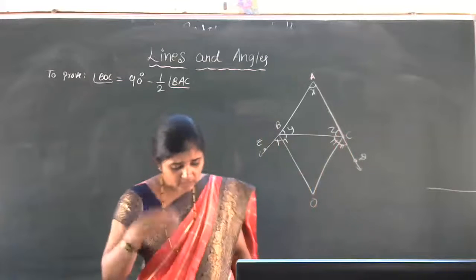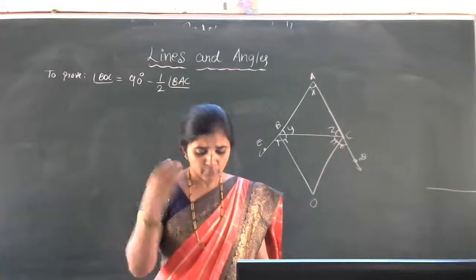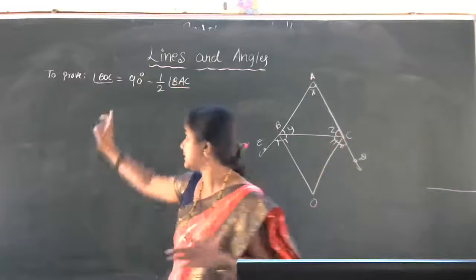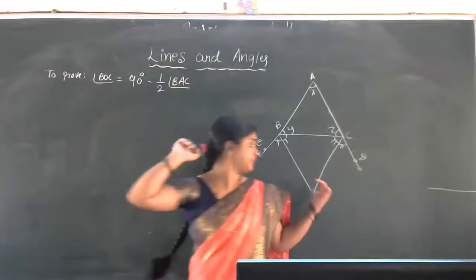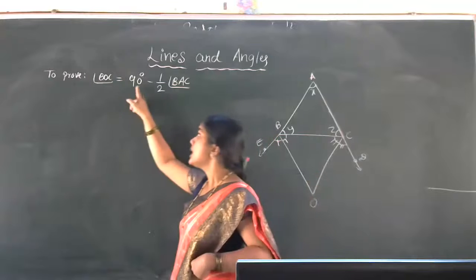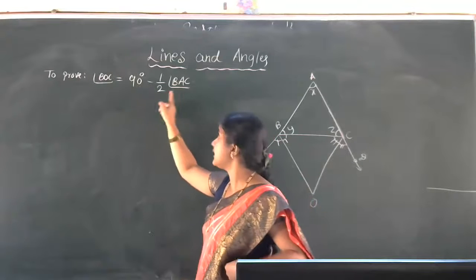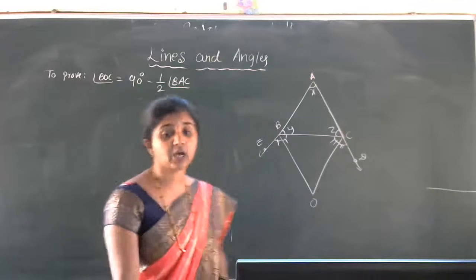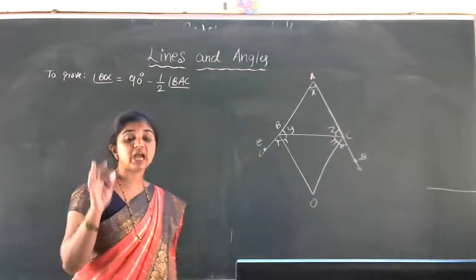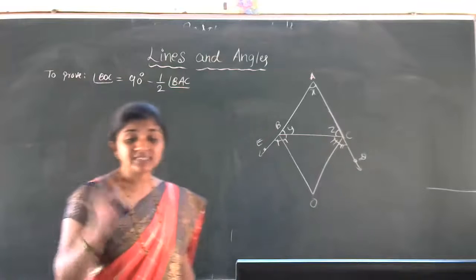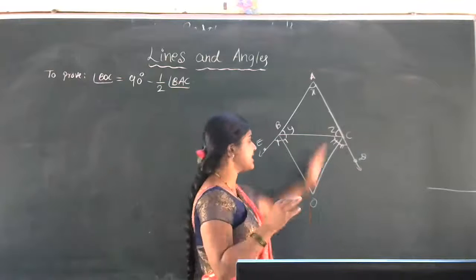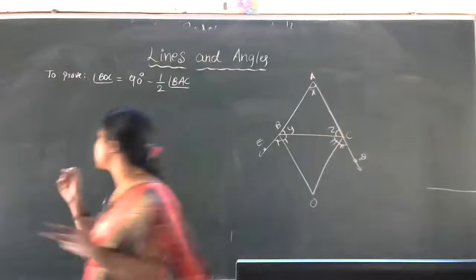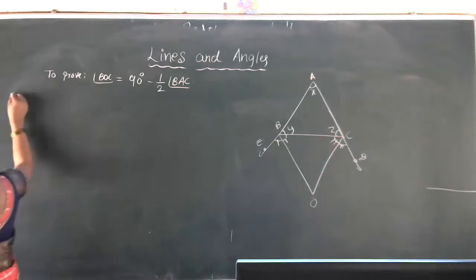Then prove that angle BOC is equal to 90 degrees minus half of angle BAC. This result we need. So how to start the problem? We have to start the problem with the given data. What is given here? Given is that BO and CO are the angle bisectors. So we have to start the problem with the given data only.